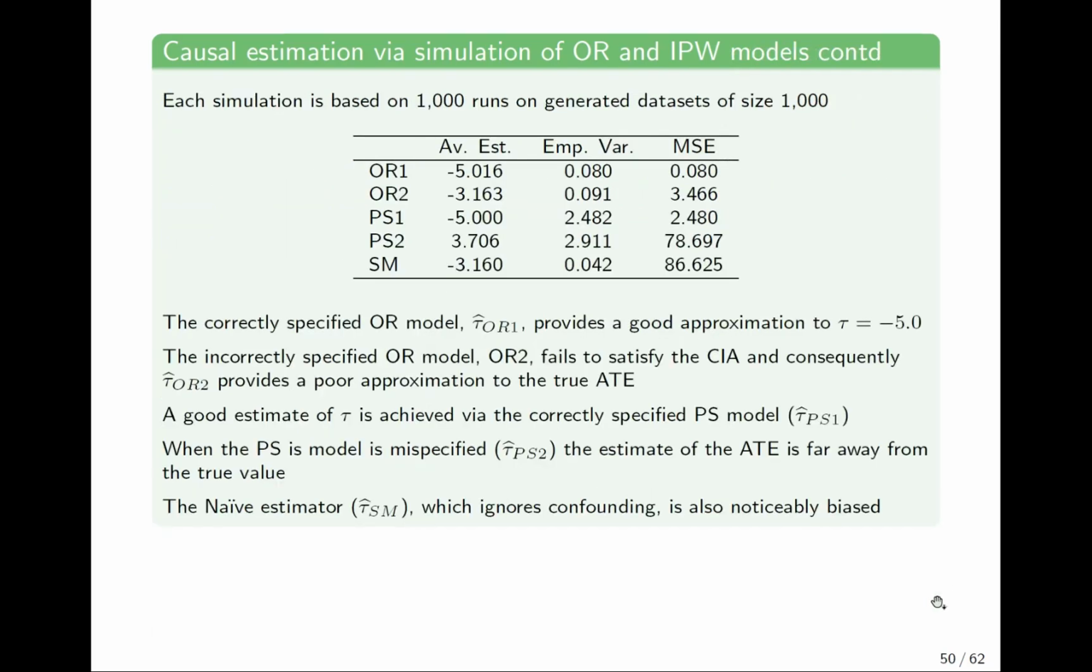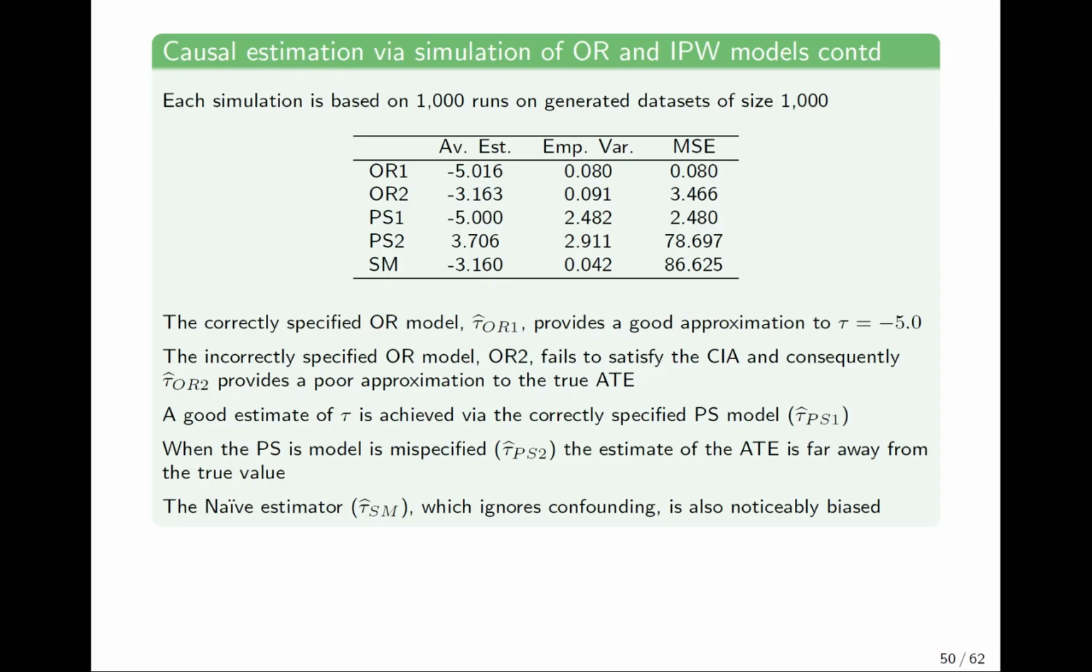So each simulation is based on 1,000 runs, so 1,000 Monte Carlo samples on generated data sets of size 1,000. Having run the simulation 1,000 times, we then look at the average estimate, essentially the expected value of the estimate. We look at the empirical variance, essentially the sampling distribution of the estimate, and we look at its mean squared error. So what did we find?